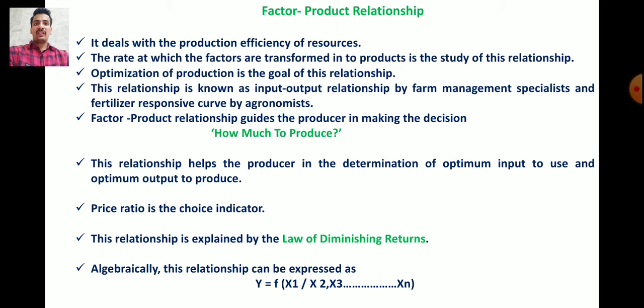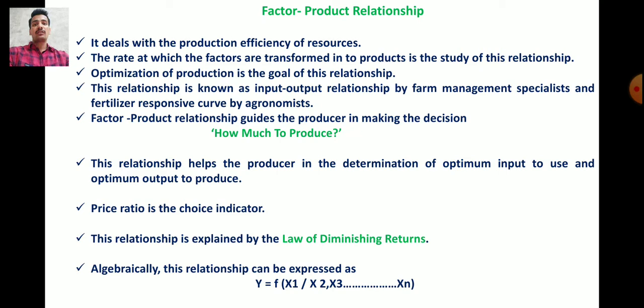This relationship is known as the input output relationship by farm management specialists and the fertilizer response curve by agronomists. In short, the factor product relationship is also known as the input output relationship. This relationship guides the farmer in making the decision of how much to produce.